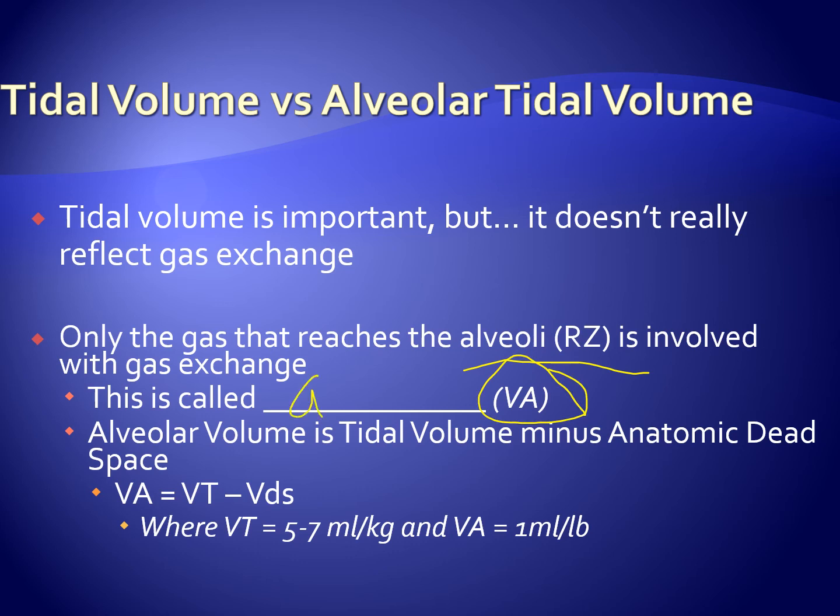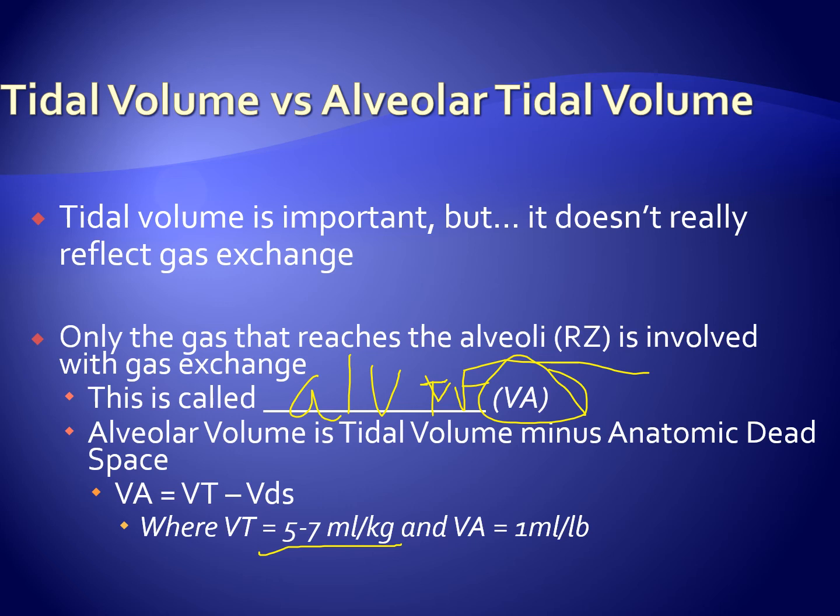I don't have enough room. So alveolar tidal volume. The alveolar tidal volume is tidal volume minus anatomical dead space. I know that looks crazy, and if you're like, hey, that's too much math, let's do an example.